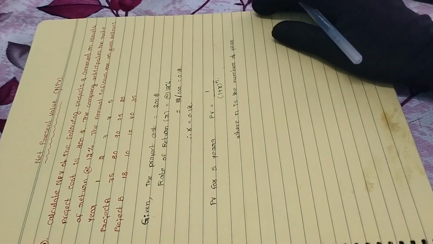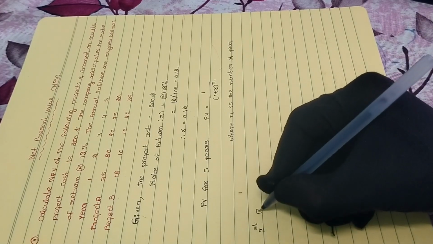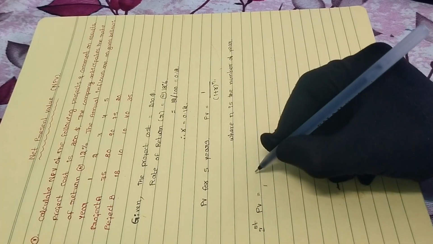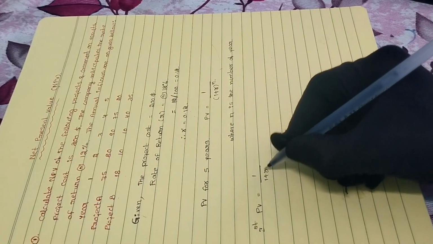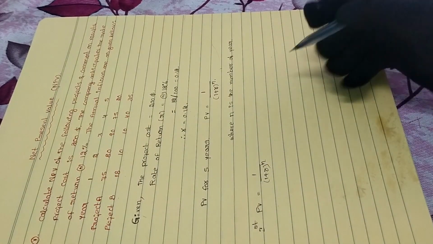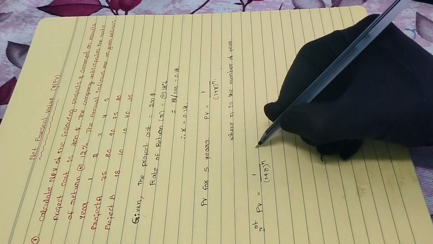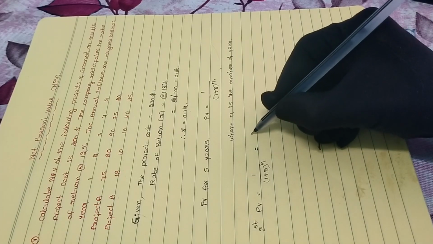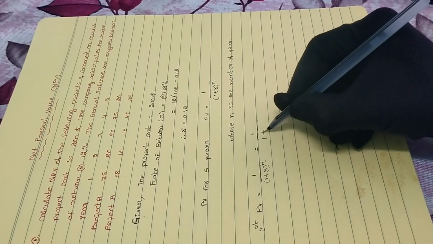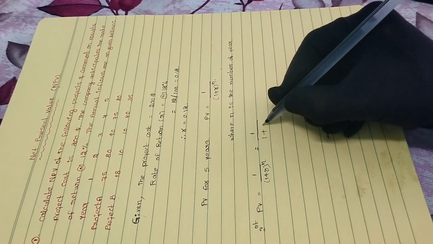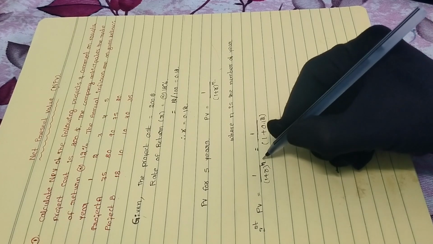Right? So now, for the first year, PV is equal to, what is the formula we have written? 1 by (1 plus r) whole power n. n means number of years. For the first year, n is equal to 1. So 1 by (1 plus 0.12) whole power n, where n is equal to 1 here.